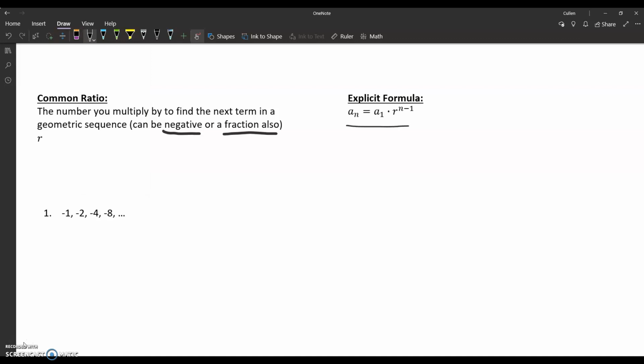And then here's the explicit formula. AN is whatever term you want to find. A1 is the first term. R is your common ratio, which you guys saw just a second ago. And N is still the number of the term that you want to find. So it stays as a variable when you write your explicit formula.